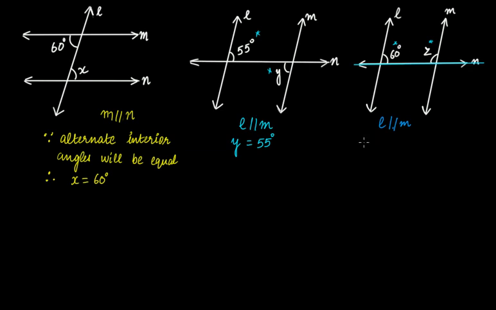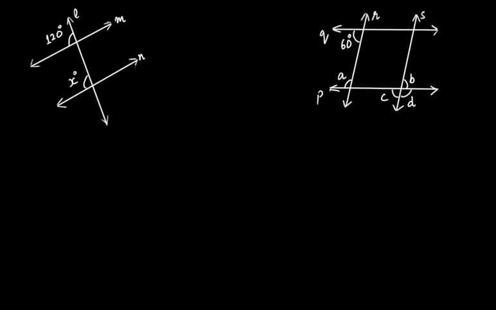It means what? 60 degree plus z will be equal to 180 degree. The sum of the interior angles on the same side of the transversal is supplementary. Supplementary means 180 degree. It means that z is equal to 180 degree minus 60 degree, and you will get z is equal to 120 degree.